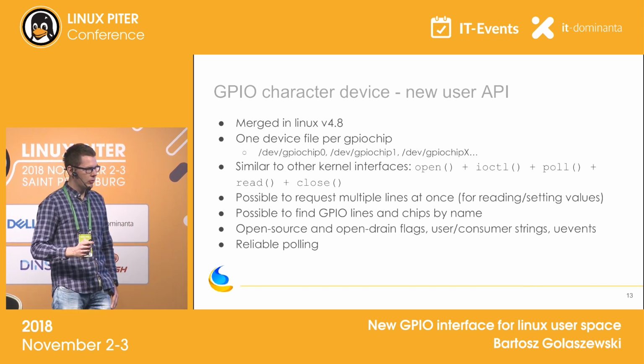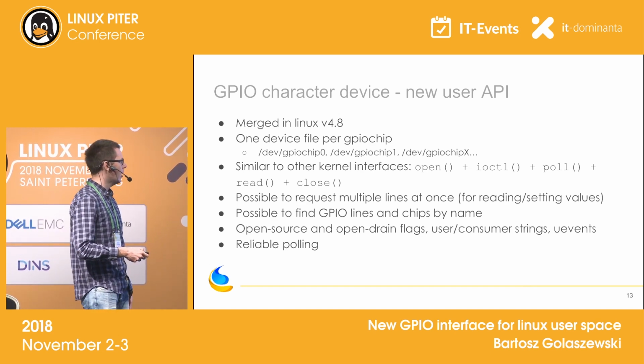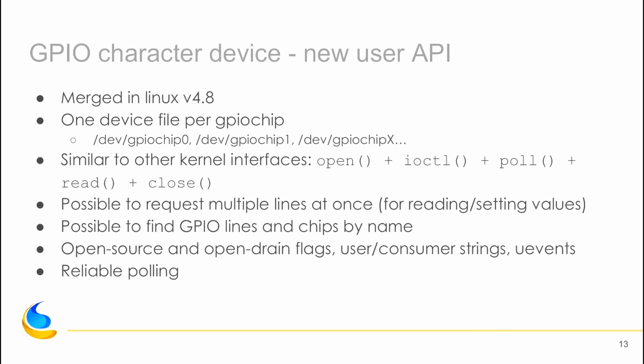We can now give hints to the kernel, or specify to the kernel, how to drive certain lines. So you have the open source and open drain flags. This is basically the way to tell the kernel how to drive the lines. You have now the consumer and user strings.